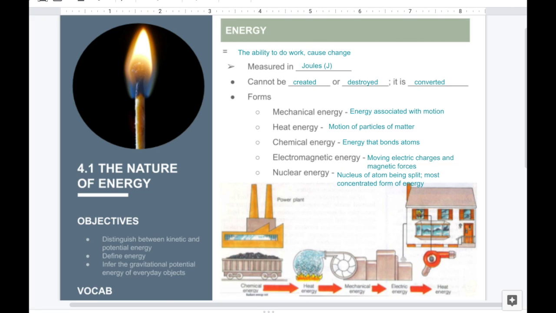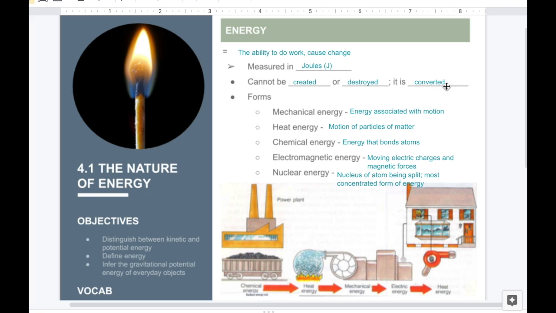These notes are over the nature of energy. So energy is just the ability to do work, or cause a change in the motion or anything like that. It is measured in joules, denoted with a capital J. The important thing to note about energy, it's very similar to mass in that it cannot be created or destroyed. It's just converted, and we'll talk more about the conversions later in this chapter.